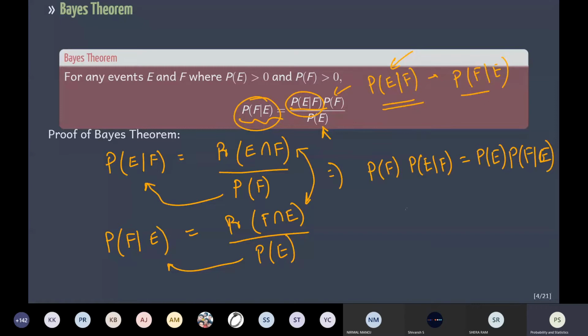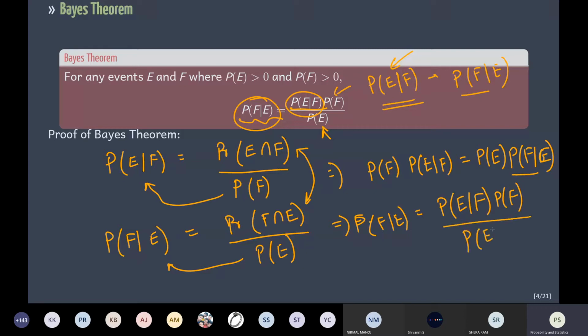F given E, okay? So from here, we can calculate probability of F given E is probability of E given F times probability of F divided by probability of E. Okay, so this is what we needed.